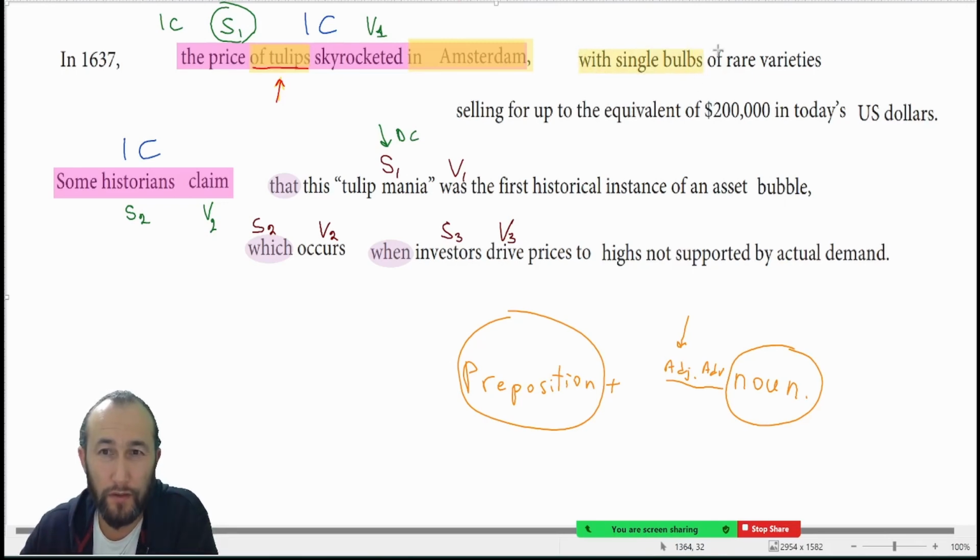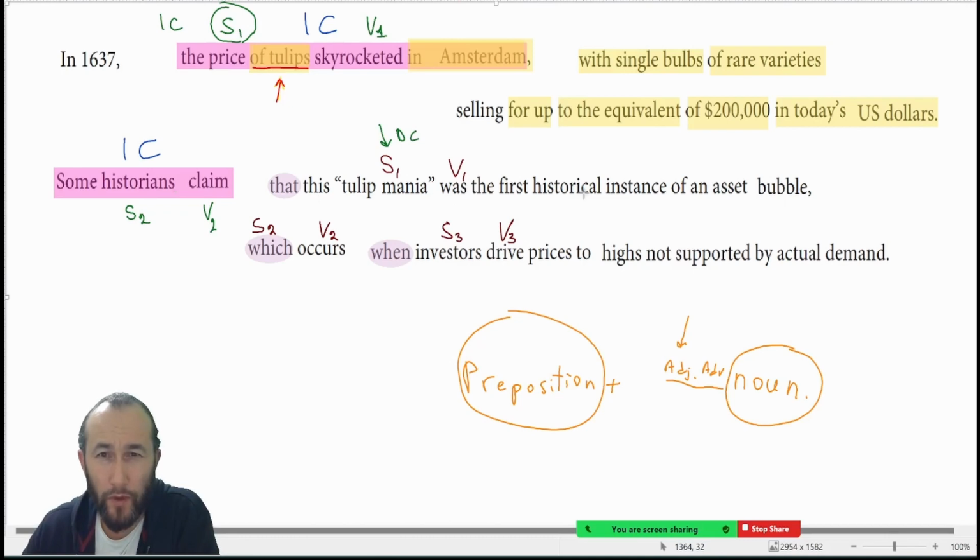With single bulbs, that is a prepositional phrase. Of rare varieties, prepositional phrase. Selling for up to the equivalent of 200,000 in today's US dollars. You see? So we've got prepositional phrases now. I'm showing it to you. Selling for up to, so all of them are prepositional phrases. Okay. Now we've got more here.